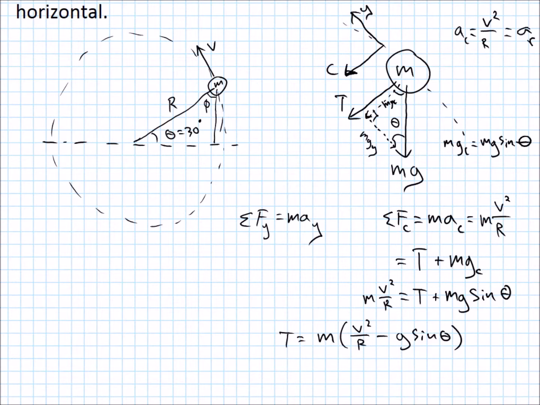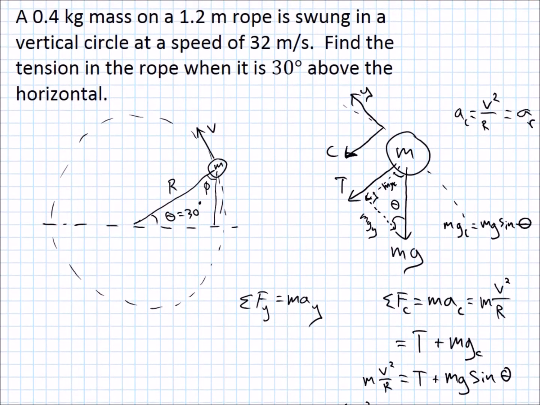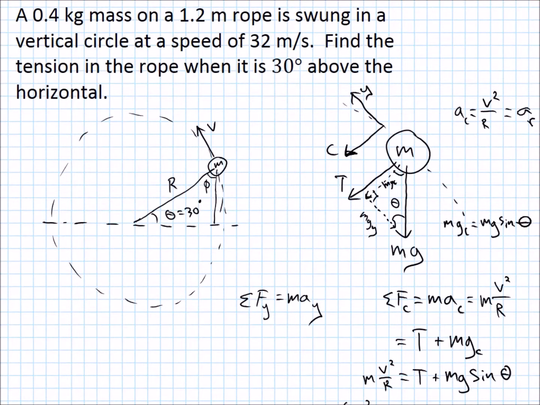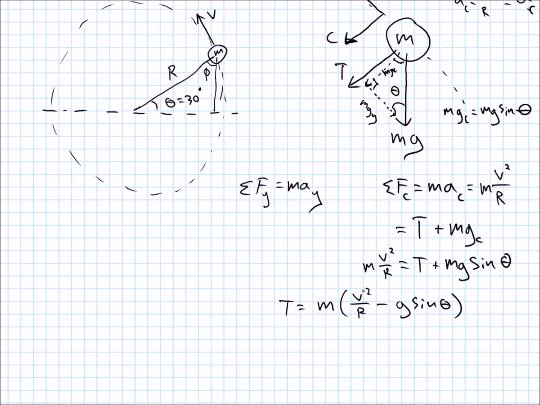Let's see if we know these things. We know g, of course. Theta, I believe, was 30 degrees. Do we know v and r and m? R is the 1.2 meter rope. M is 0.4 kilograms. And v, we do know it's 32 meters per second. So we've done it. We know all of these values, so we found our tension.